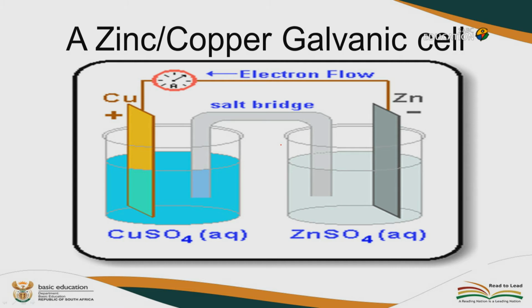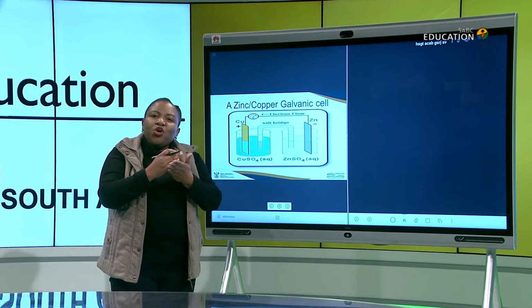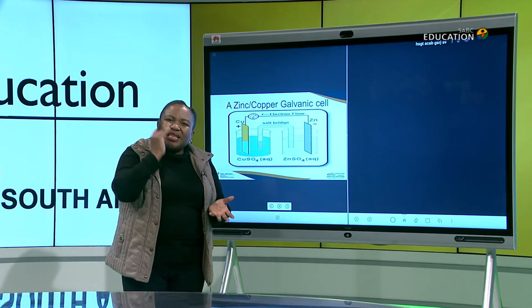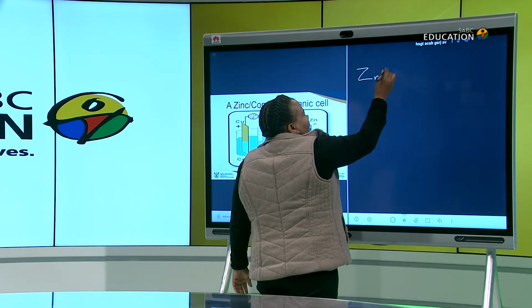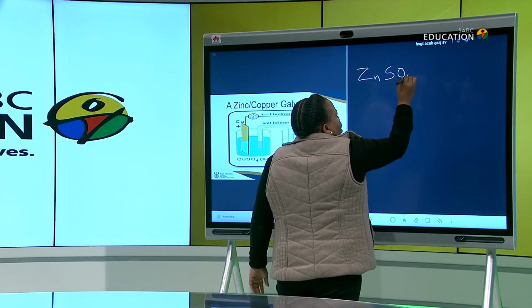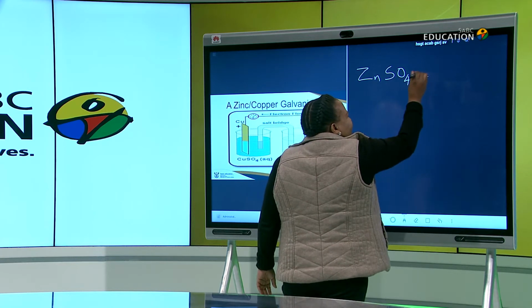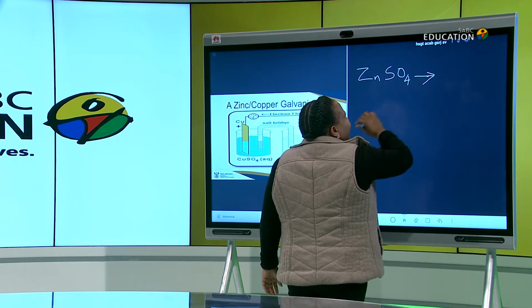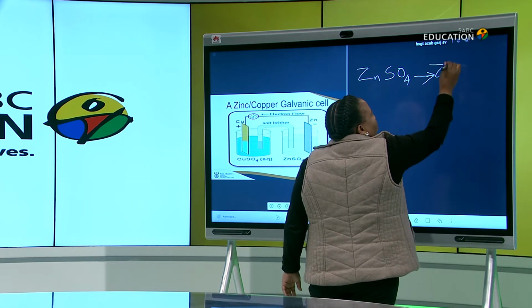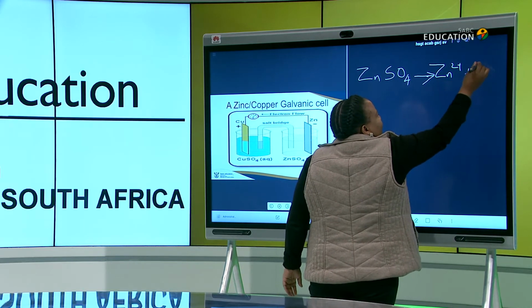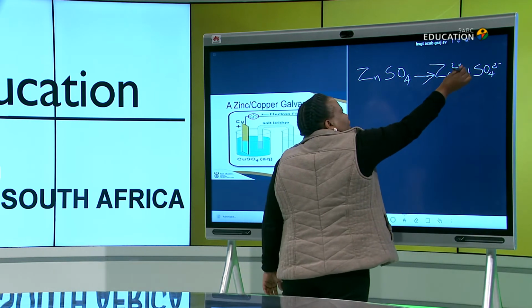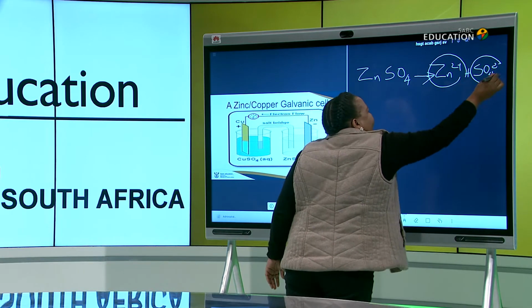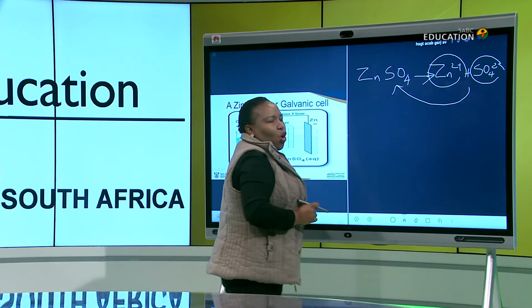This will take you back to grade 10, whereby you must remember that when you have a compound, which ions are responsible for that compound. For example, if we have zinc sulfate, you must be able to say which ions are responsible for zinc sulfate. They are zinc 2+ ions plus sulfate ions. Therefore, it is very important to know which ions are responsible for a specific compound.